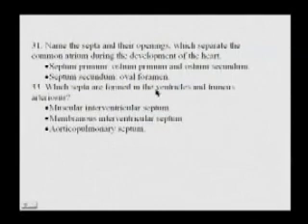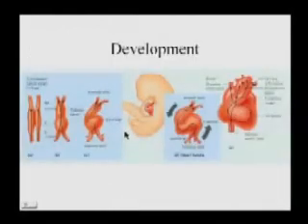So which septa are formed in the ventricles and the truncus arteriosus? There's a muscular interventricular septum, a membranous interventricular septum that we saw, and the aorticopulmonary septum that we had mentioned that spirals around. And they collectively contribute to the separation of the heart into the four chambers.